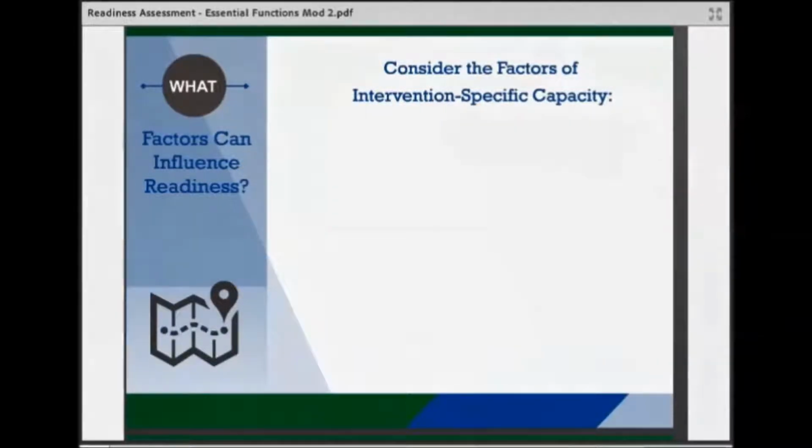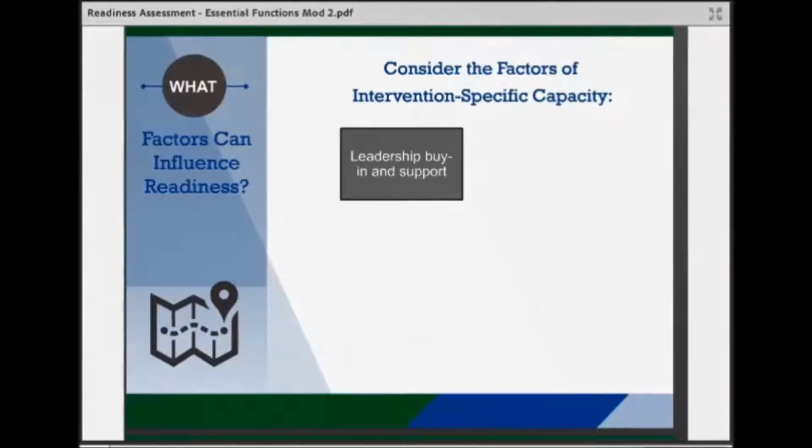Let's discuss the factors that influence intervention-specific capacity. Leadership buy-in and support. Do leaders and managers support a culture and climate for implementation? Do they communicate the vision, priorities, and values of the change, connect the new practices or programs to existing goals, and allocate the resources needed?